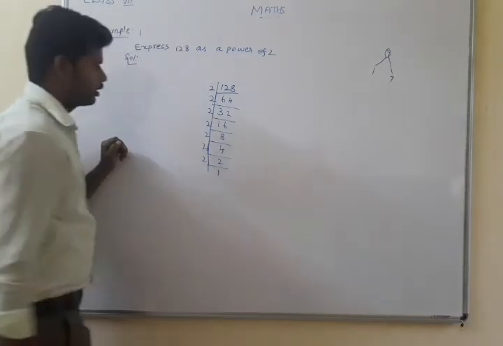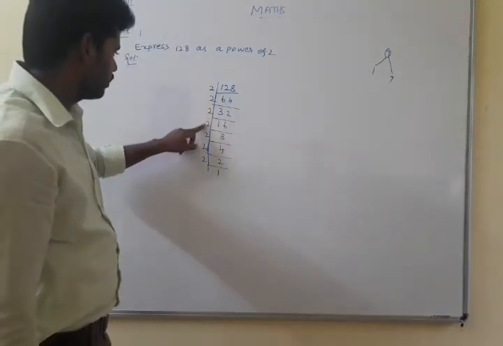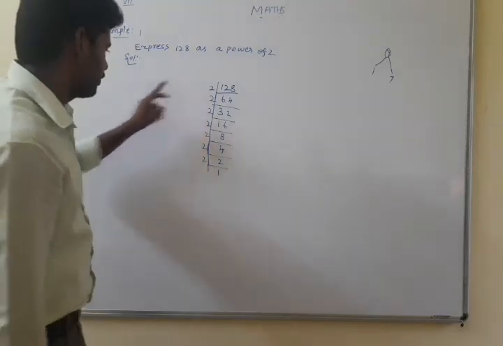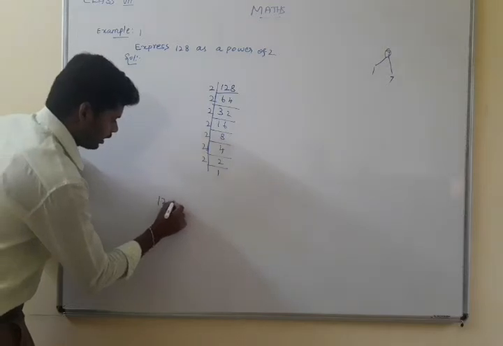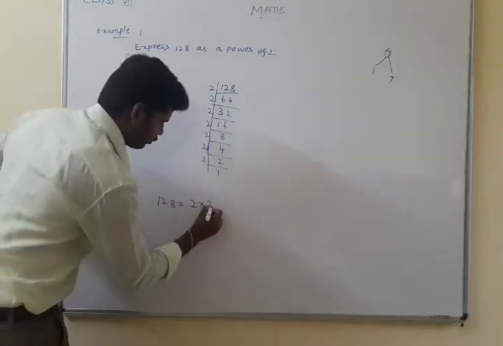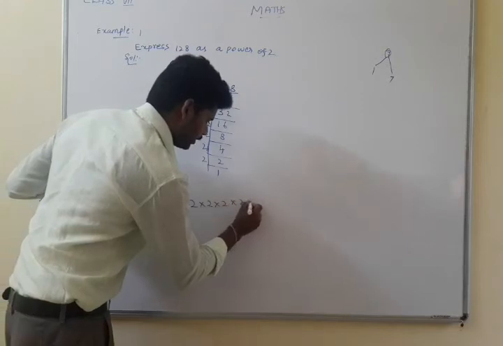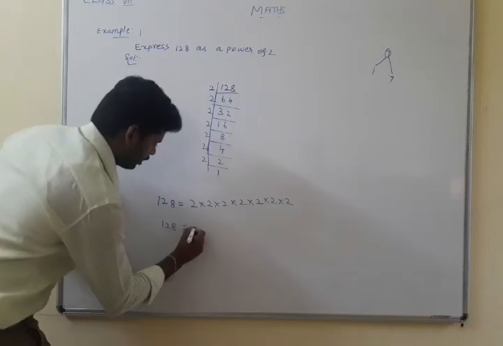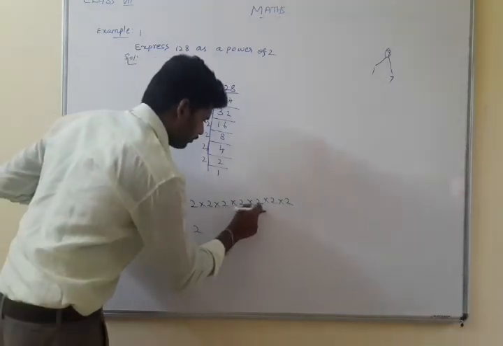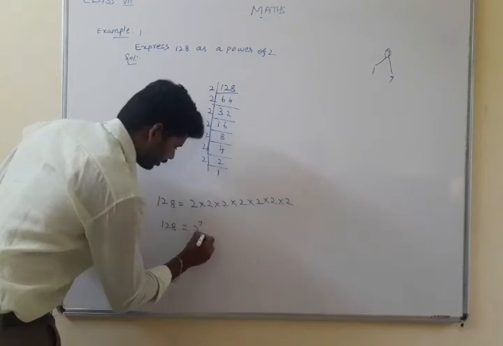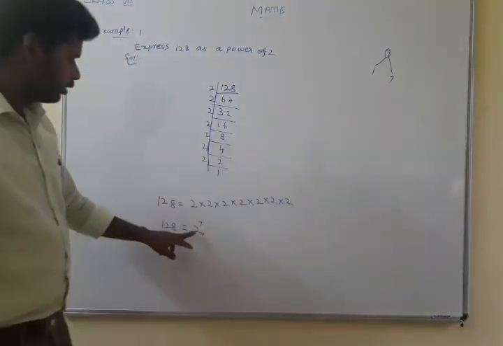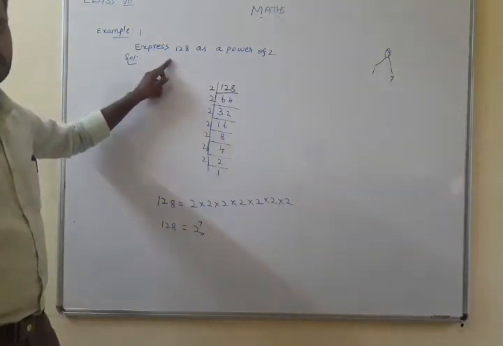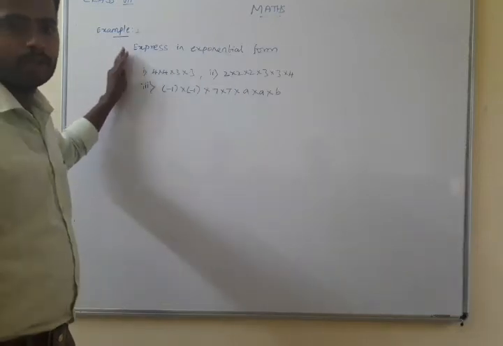Next 1. So 2 into 2 into 2 into 2 into 2 into 2 into 2. How many times? 1, 2, 3, 4, 5, 6, 7. So 128 equals 2 into 2 into 2 into 2 into 2 into 2 into 2, which is 2 power 7. So 128 equals 2 power 7. This is the answer.